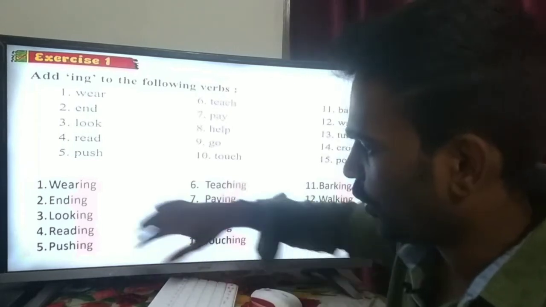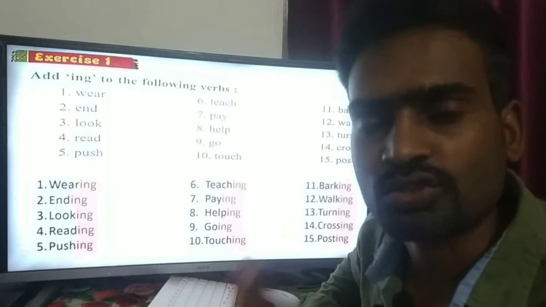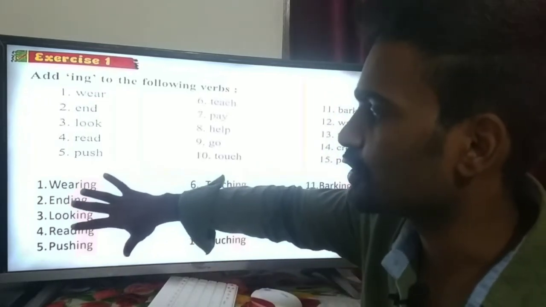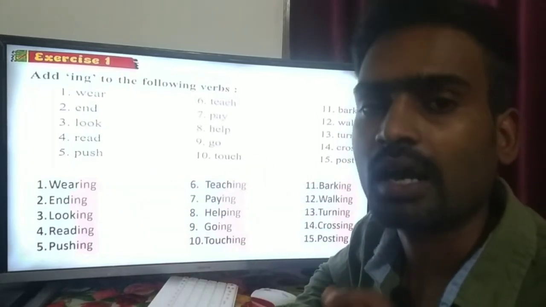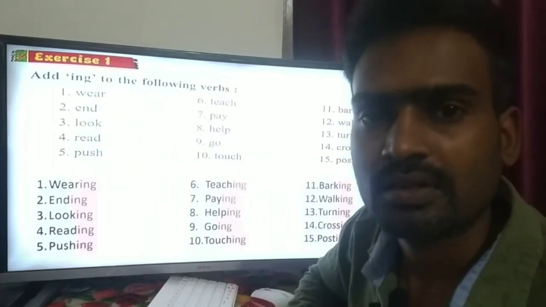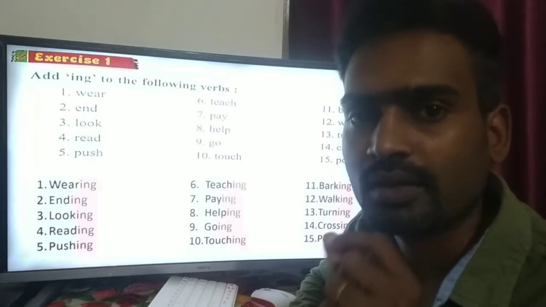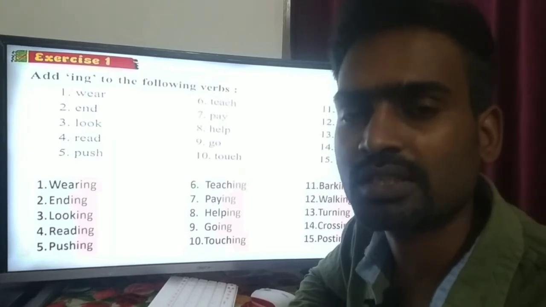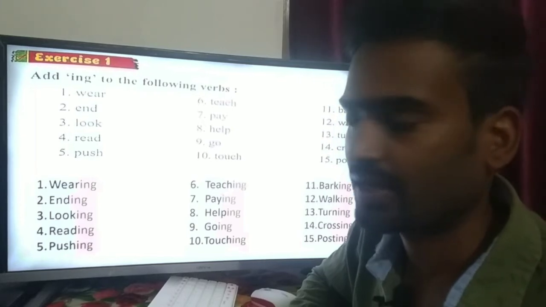Dear children, for all these verbs, the meaning does not change. The meaning is the same. But we have to use all these verbs with the ing form. If the verb does not end with ing, we cannot use it in continuous tenses. If you are going to use continuous tenses, the verbs must be added with the ing form like this.